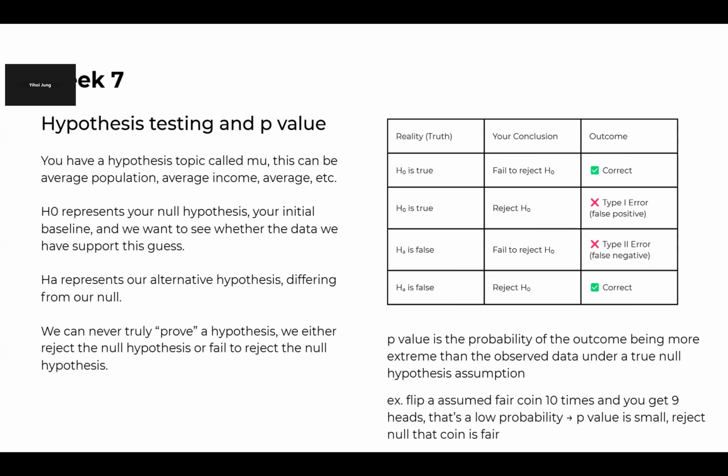To do so, we have an alternative hypothesis called HA. This differs from our null. HA can be: HA is not the null, HA is greater than the null, HA is less than the null. HA could also be the difference between two different metrics. And we can never really prove a hypothesis. We either reject it or we fail to reject the null hypothesis.